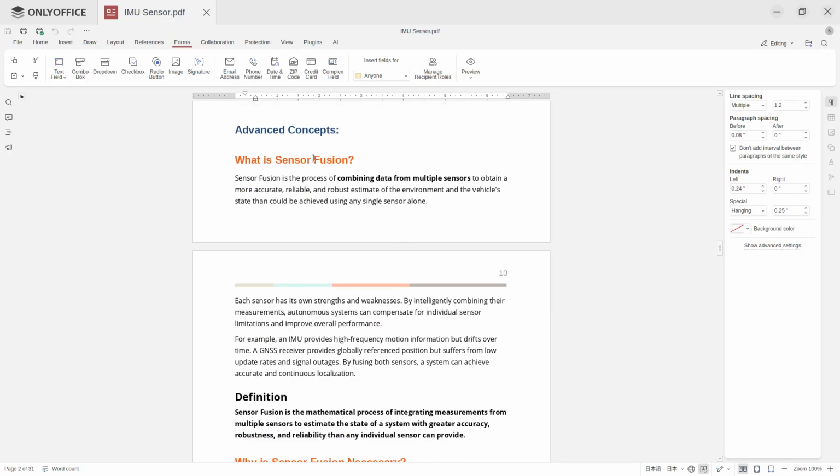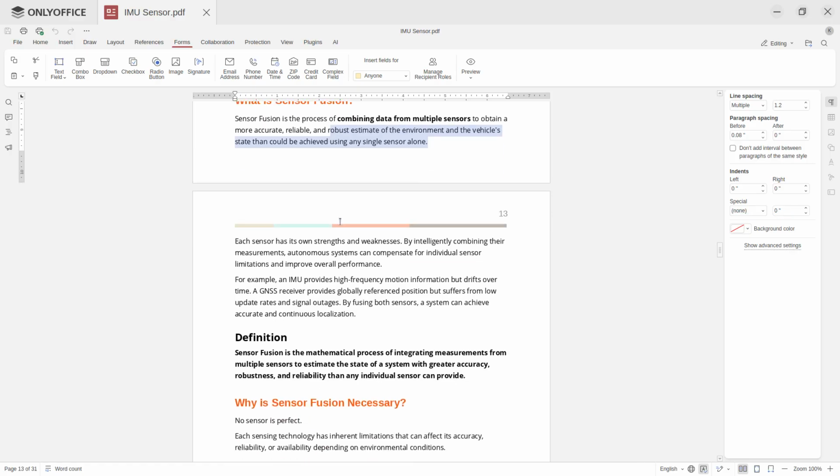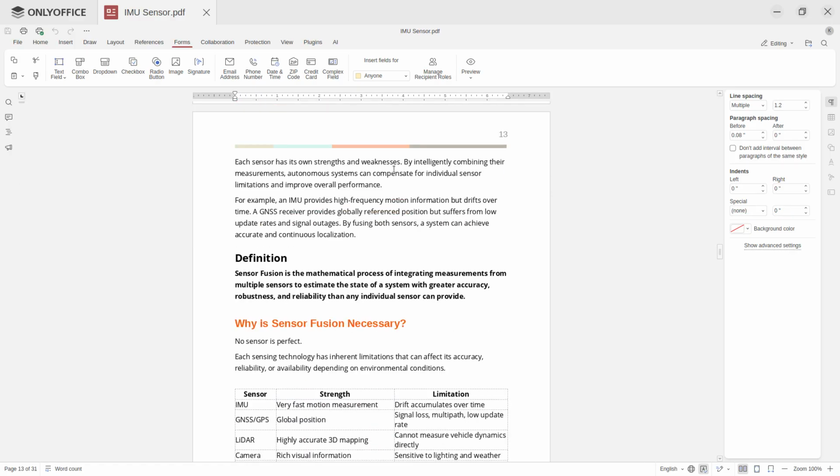Now the first thing is, what is sensor fusion? Sensor fusion is a process of combining data from multiple sensors to obtain a more accurate, reliable and robust estimate of the environment and the vehicle state than could be achieved using a single sensor alone. Each sensor has its own strengths and weaknesses. By intelligently combining their measurements, autonomous systems can compensate for individual sensor limitations and improve overall performance.